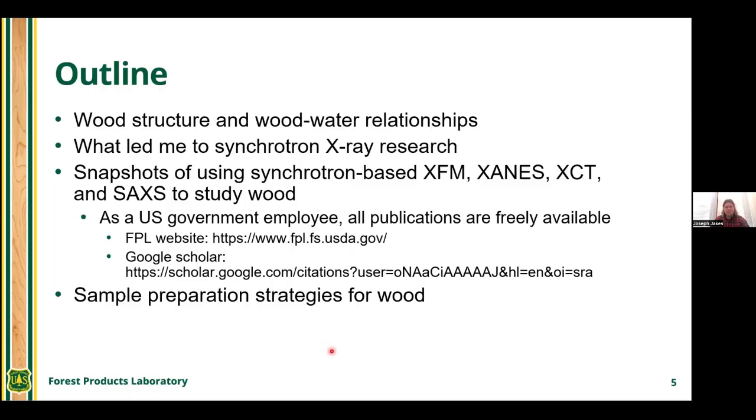I'd just like to point out that as a U.S. government employee, all my publications are freely available. You can either get those from the Forest Products Laboratory website, or if you go to something like Google Scholar and search me, you can usually find the links to the PDFs back on the FPL website from Google Scholar.